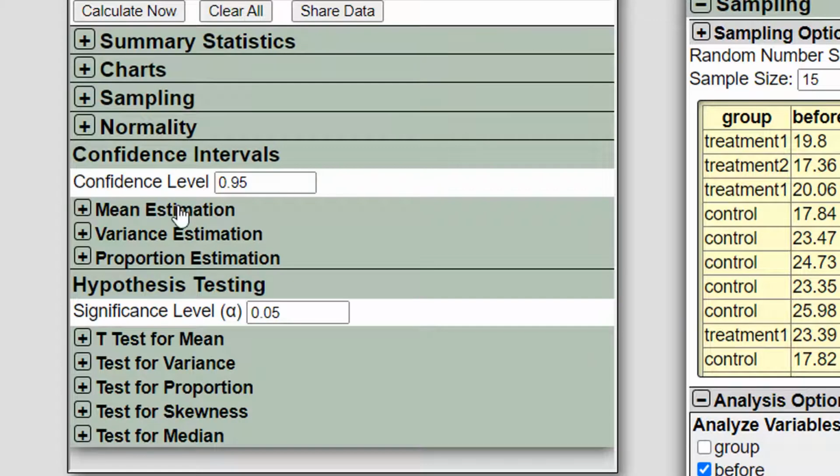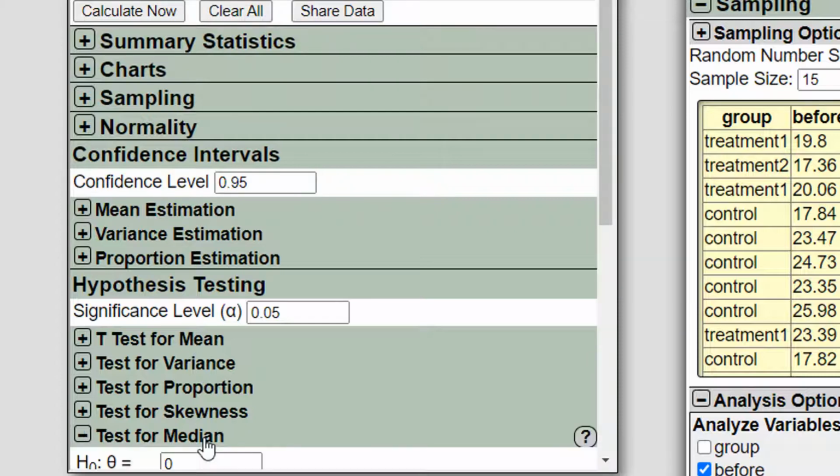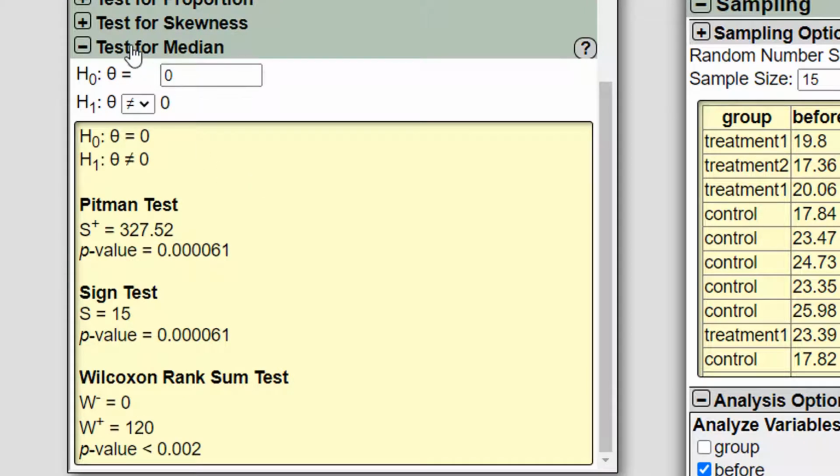There are a couple of different tests for the median that I've implemented, and let's say we're interested in testing whether there's evidence that the median for the population is equal to 20. I'm going to test that by going under test for the median, and I'm going to put in 20 for the null median value. I'm using theta for median here. So we have three different tests: the Pitman test, the sign test, and the Wilcoxon rank sum test. They each test in a different way.